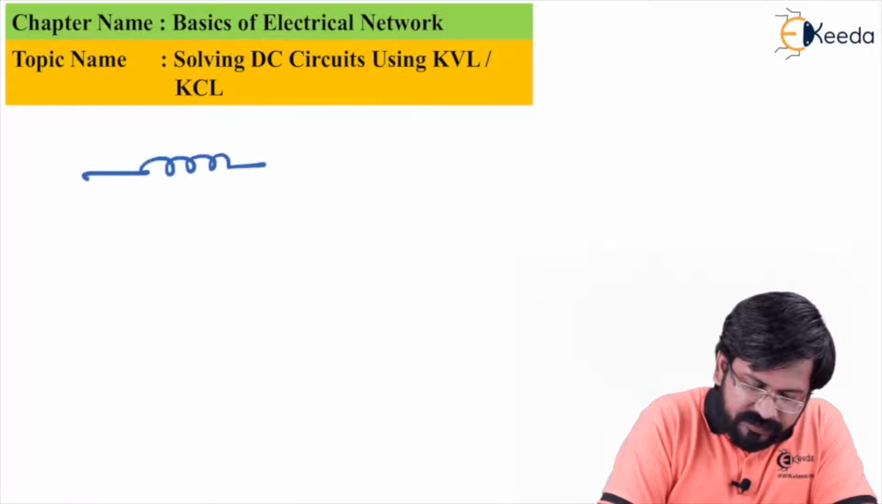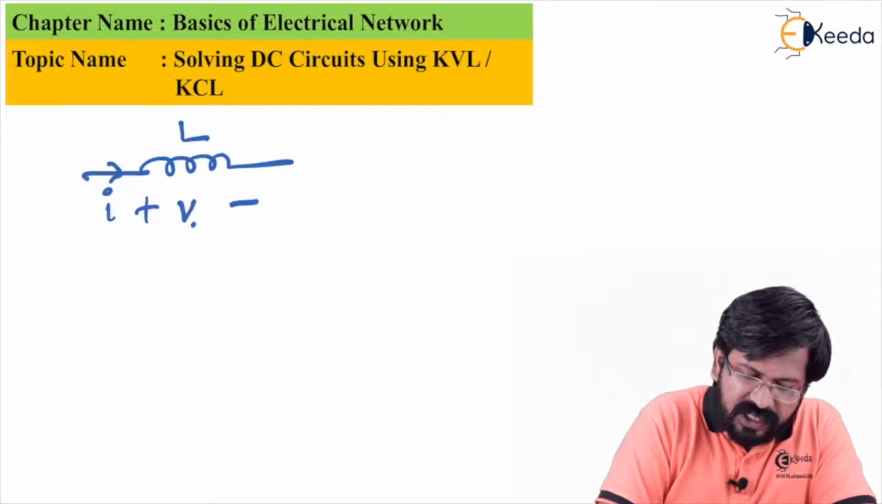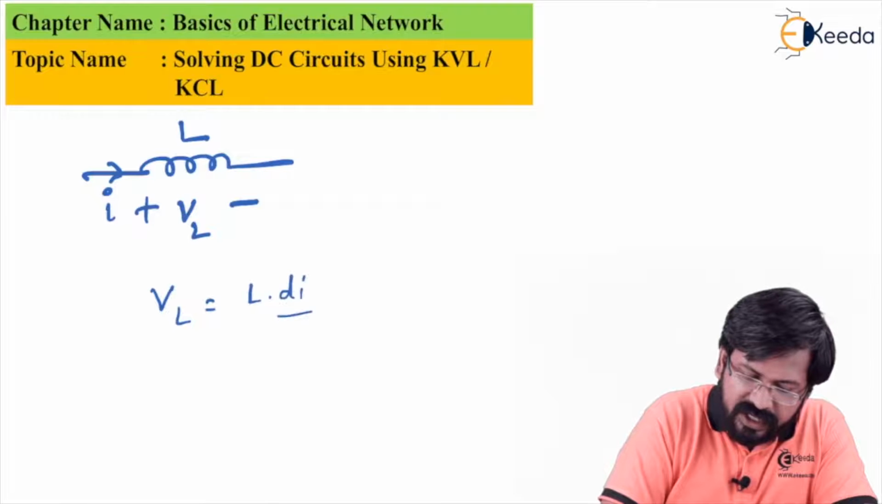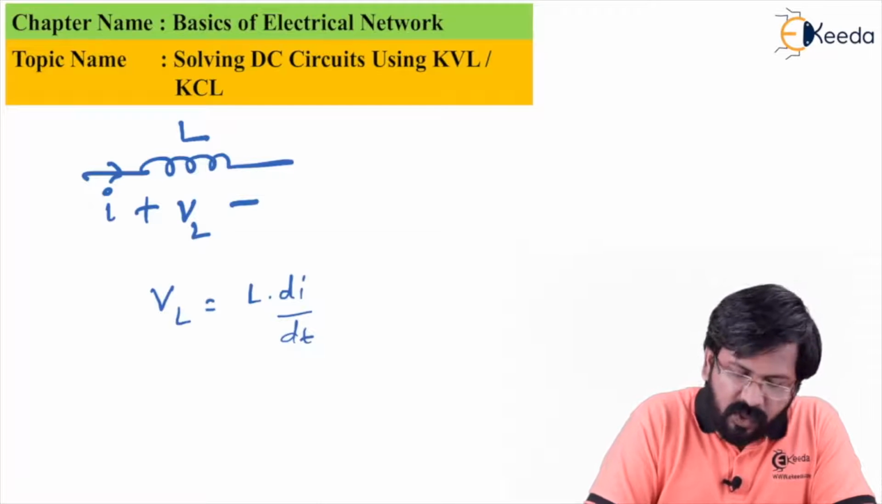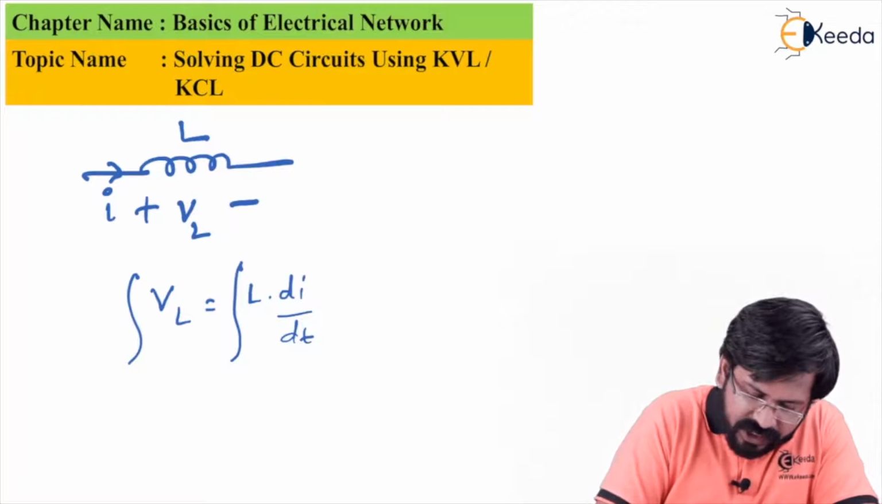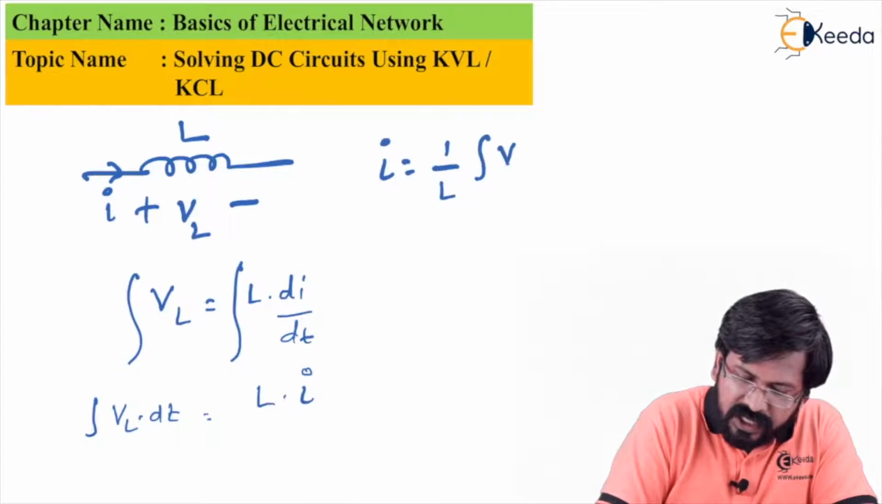We should know that for an inductor, suppose I take current as I and the voltage across this inductor is, let's say, VL, I can say that VL is equal to L into di by dt. But if you have to calculate the current through the inductor, what I need to do is integrate on both sides. So what do I get? As this becomes L into I, this becomes VL dt. So I can say that I is equal to 1 by L integration V dt.